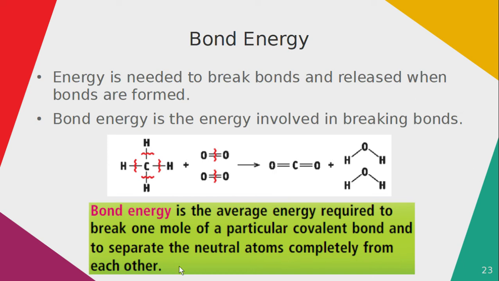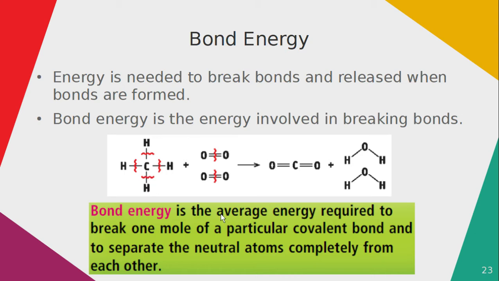So the definition for it is here. It's the average energy required to break 1 mole of a particular covalent bond and to separate the neutral atoms completely from each other. So what that means, if you have 1 mole of methane here, the bond energy is the average energy required to separate the 4 atoms of hydrogen from the carbon.